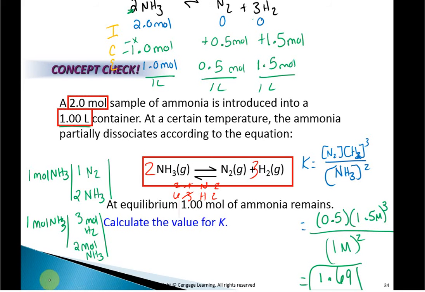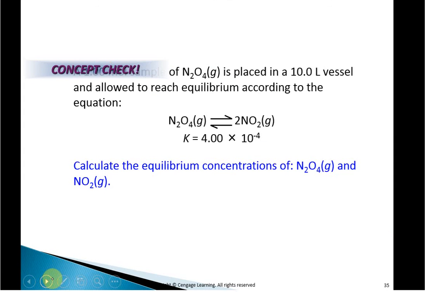Oops. There we go. Last way that this can be calculated.